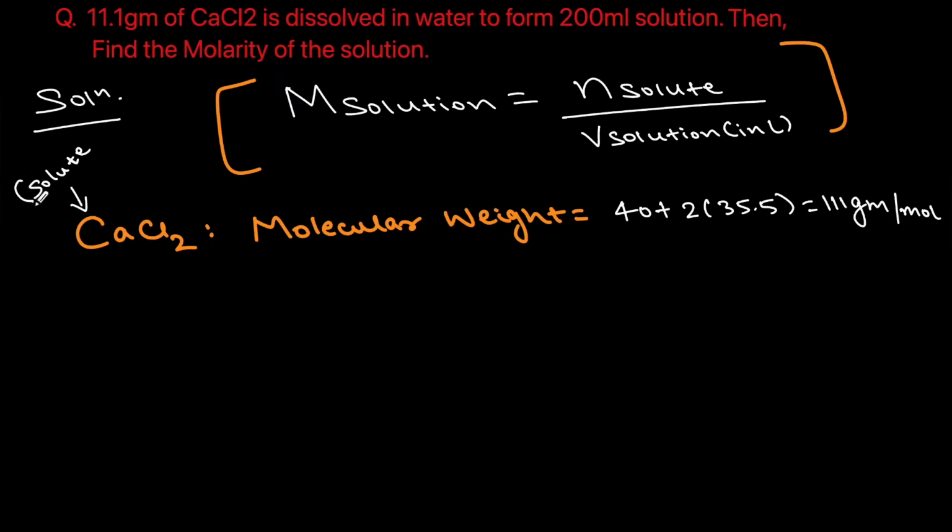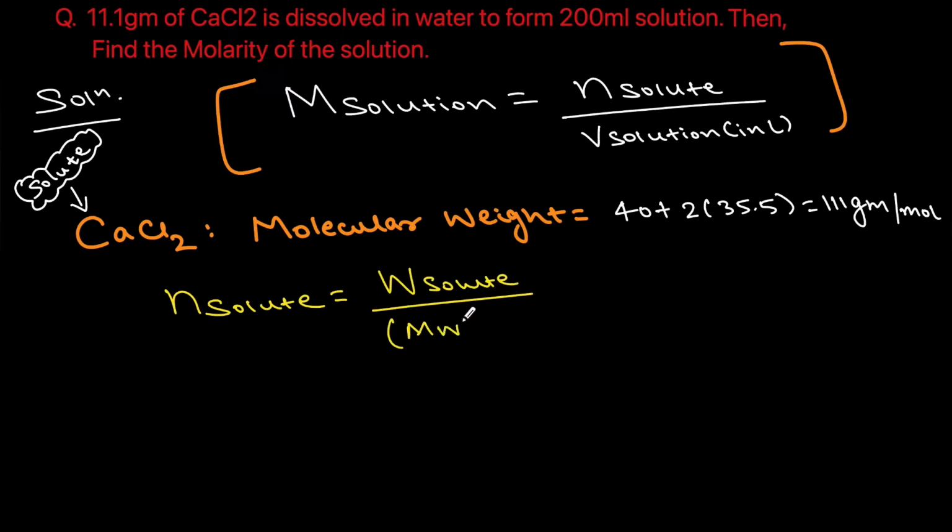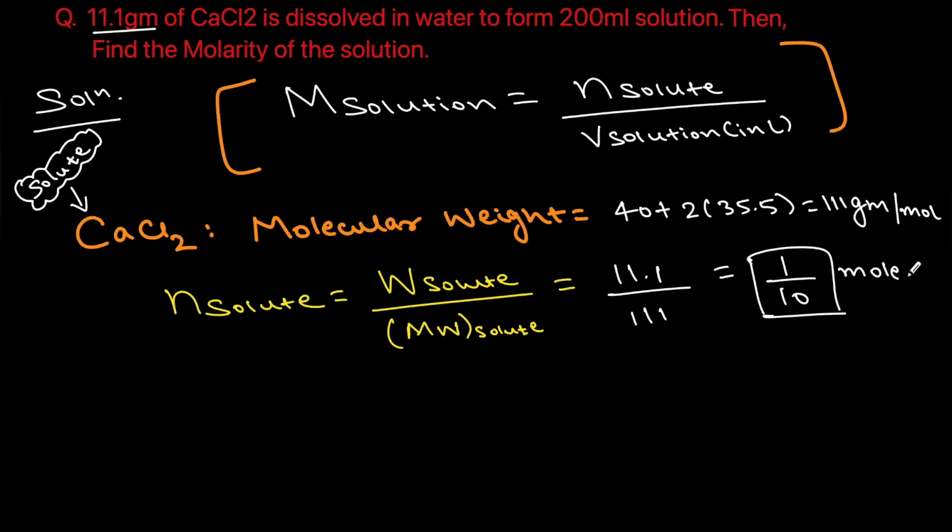Now we'll calculate the moles of solute basically. So we'll write N solute is equal to weight of solute divided by molecular weight of solute. The weight of solute which is given in the problem is 11.1 gram, right? So 11.1 divided by molecular weight of solute which we calculated above, which is 111 gram per mole. It will come out to be 1 by 10 moles simply.